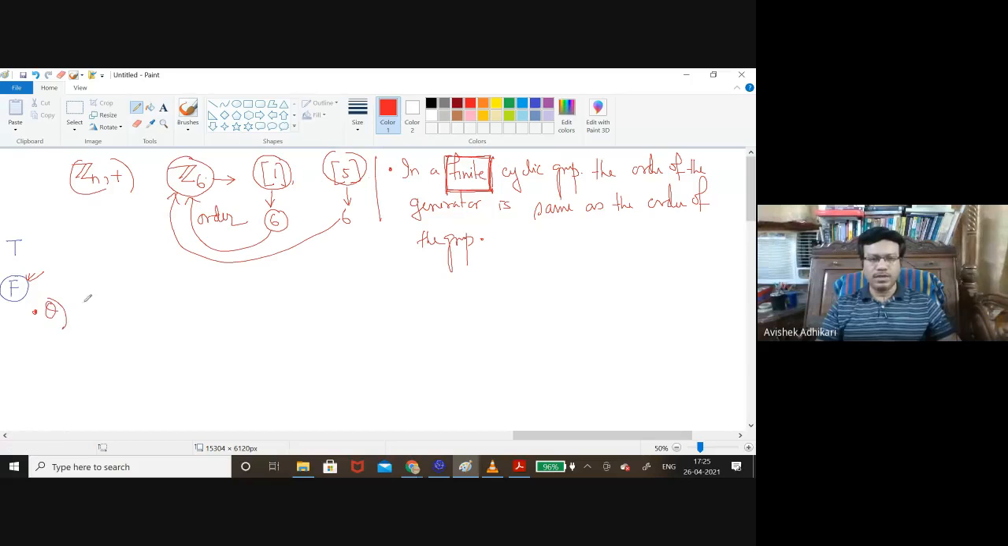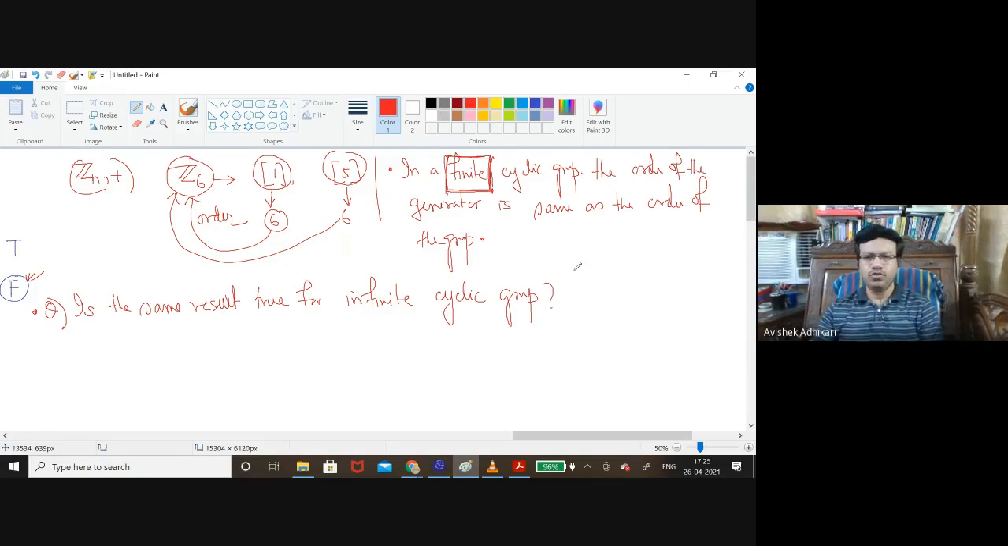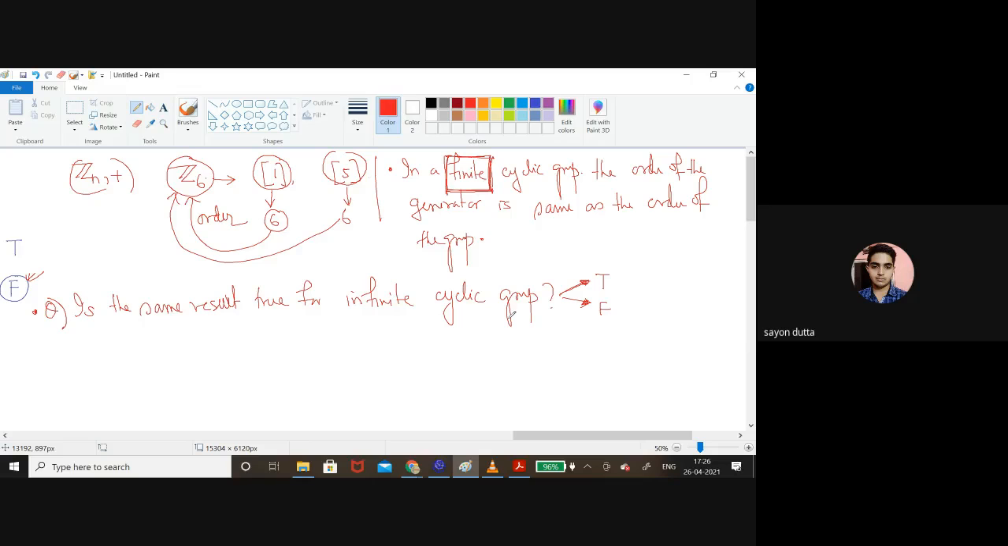I ask you this question: is the same result true for an infinite cyclic group? True or false? What do you think? What is your intuition? Sir, the order of the generator will be infinite, so we cannot say two infinities are equal.